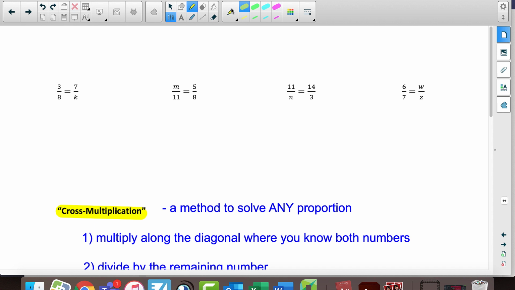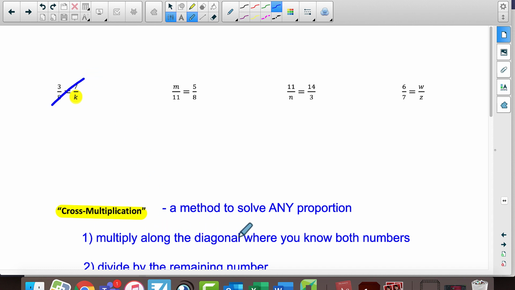First of all, the number I'm trying to figure out is this k right here. So if you look, there's two diagonals here, right? There's a diagonal here, and there's a diagonal there. Now, which one of those two diagonals do you know both numbers? Well, that would be this one, 8 and 7. Certainly not this one. It's 3 and k. I don't know what k is. So it's 8 and 7.